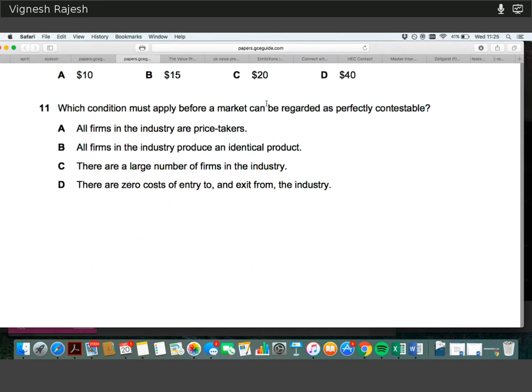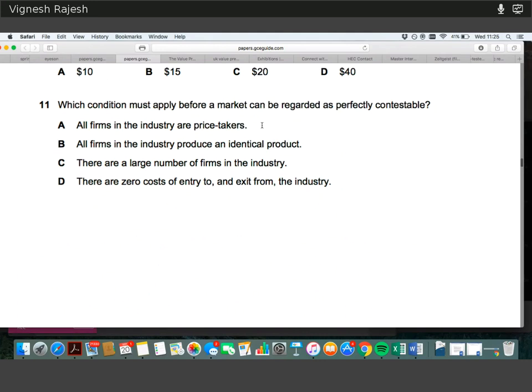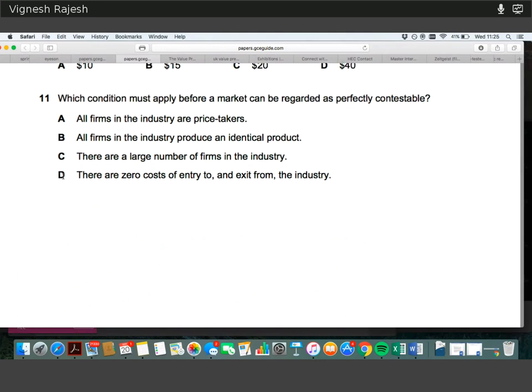I've already discussed the contestable market, so this is again something where you just work off the definition. In this case it's D, because there's zero cost to entry or exit from the industry.